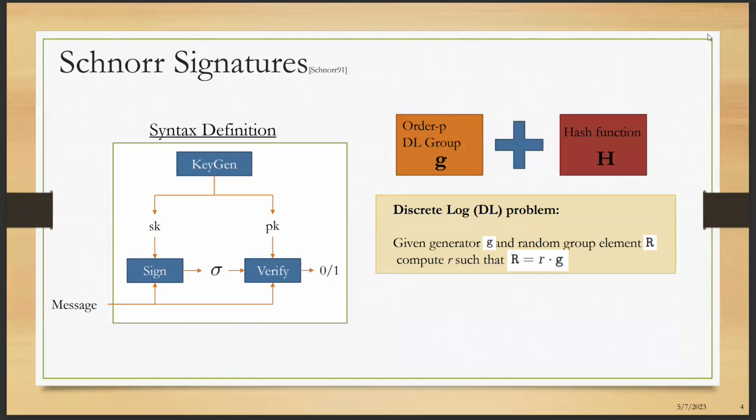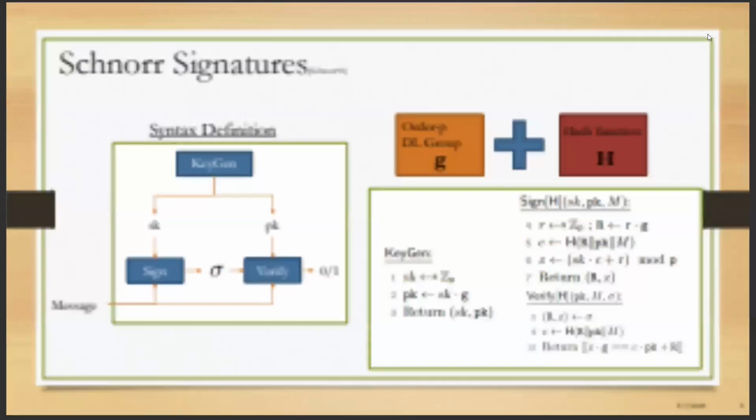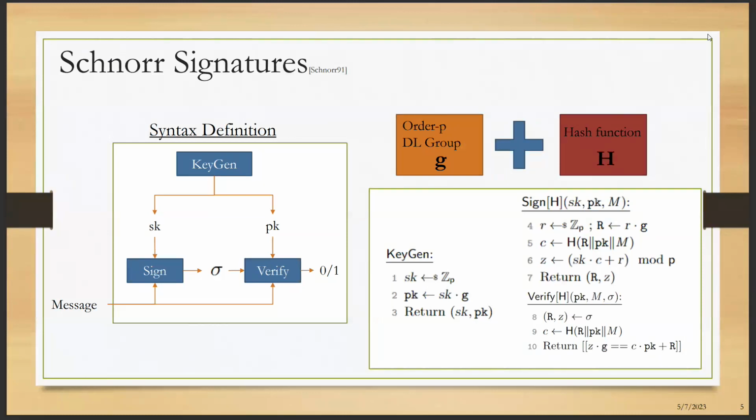So the eventual goal of this talk is going to be to give a security analysis of the EdDSA signature scheme. But first I want to talk about Schnorr signatures, which are built from a prime order group in which the discrete log problem is assumed to be hard, and a hash function, which we'll call H. A Schnorr secret key is essentially just a random element of the integers modulo the group order. And its public key is the group element whose discrete log is the secret key.